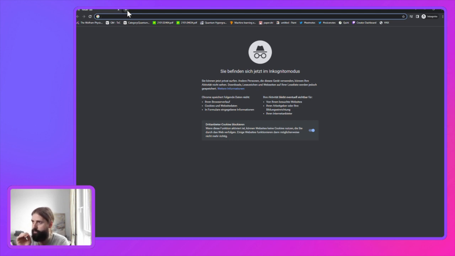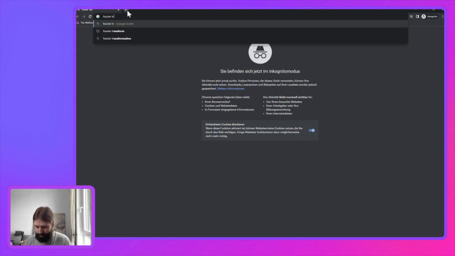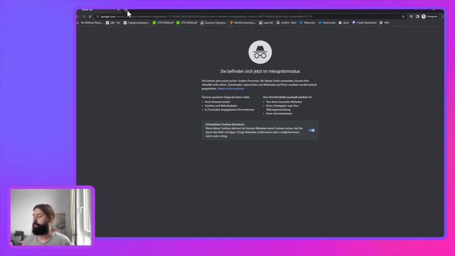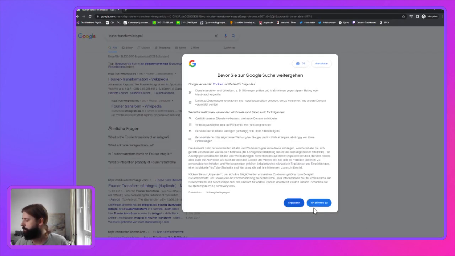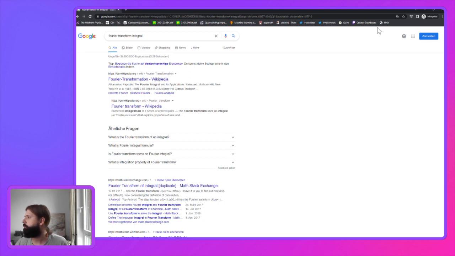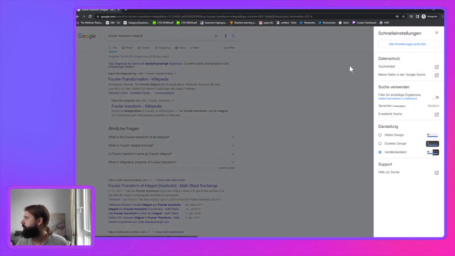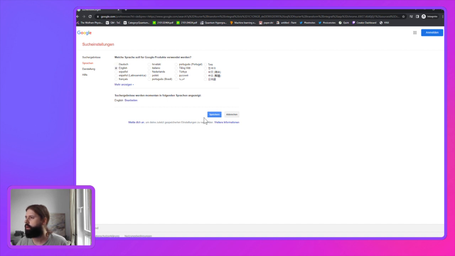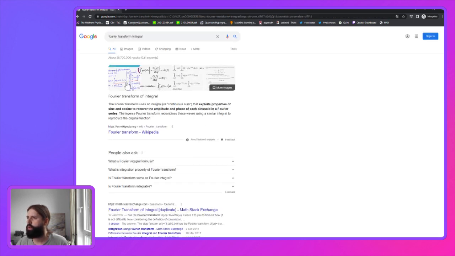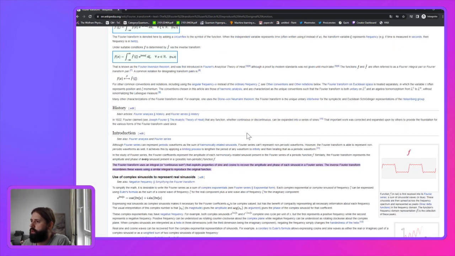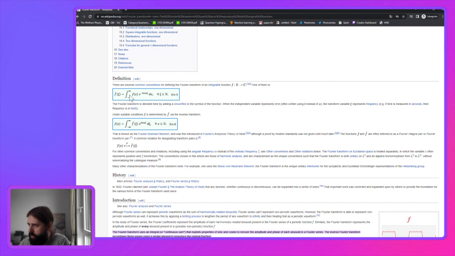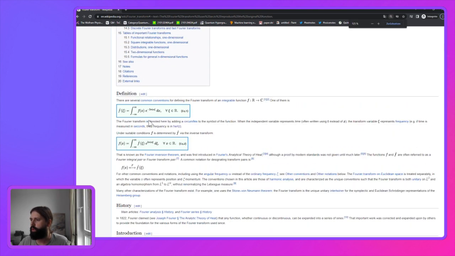So let's open up the Wikipedia page, Fourier transform integral. There you go. So this is the one that we're looking at, and why does this mathematically make sense, right?